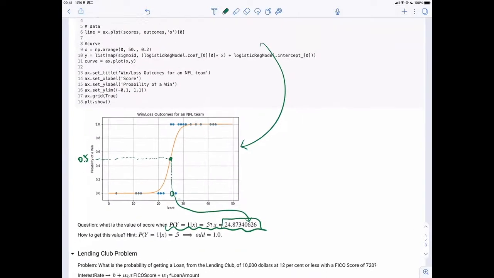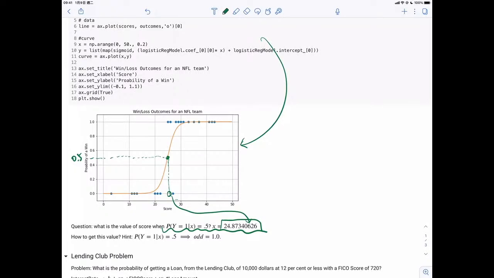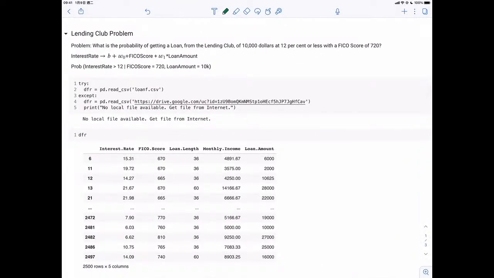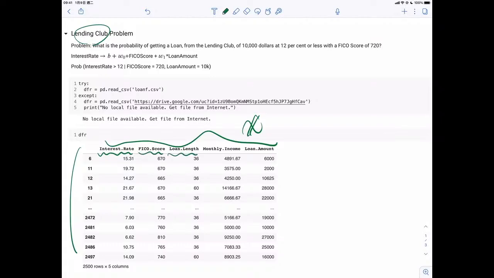Okay, so let's take a look at some other example, and we will finish this one. So what is lending club? Lending club means we have a bunch of data right here, and of course we have a lot of X right here. This is the club. So we have lending, borrowing money: interest rate, score, loan length, monthly income, loan amount. Those are features that you collect.